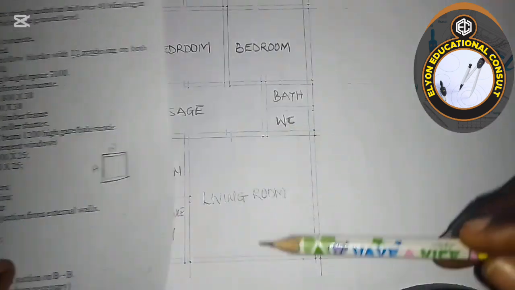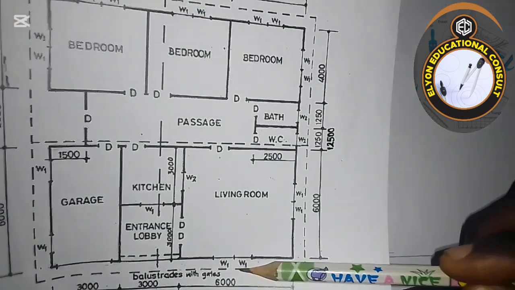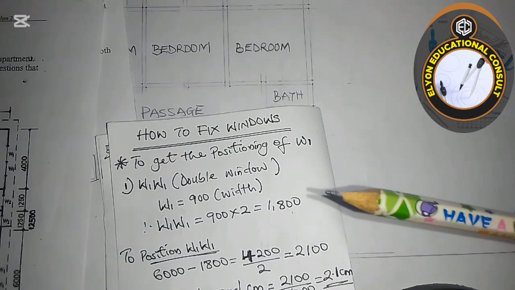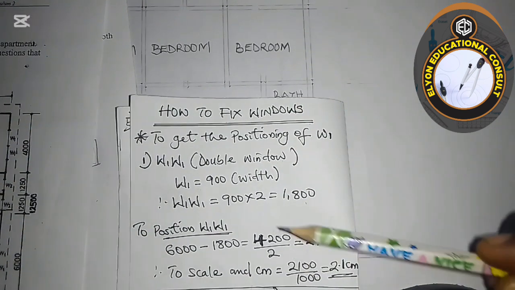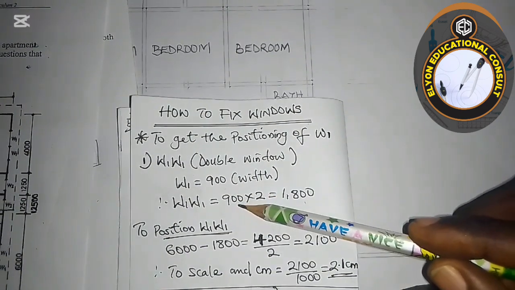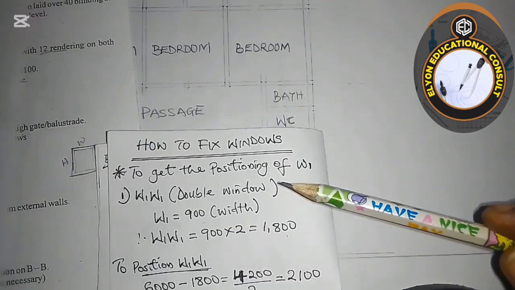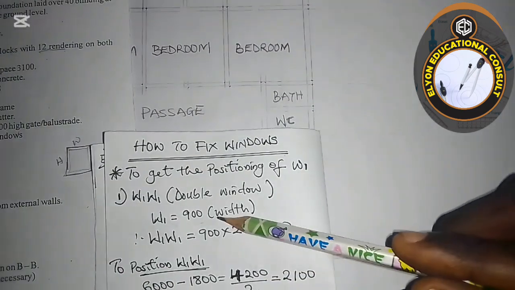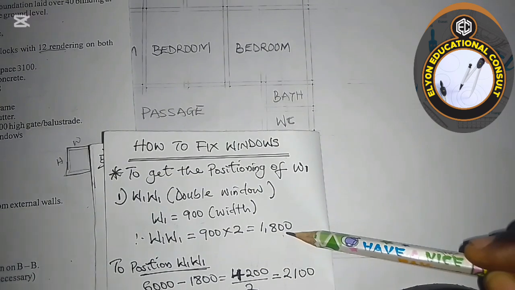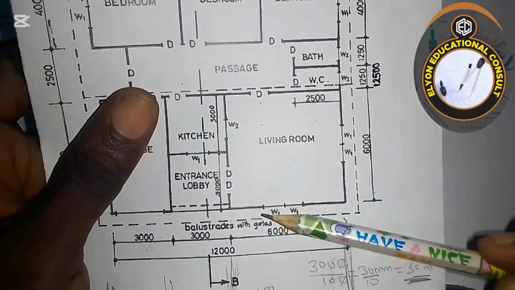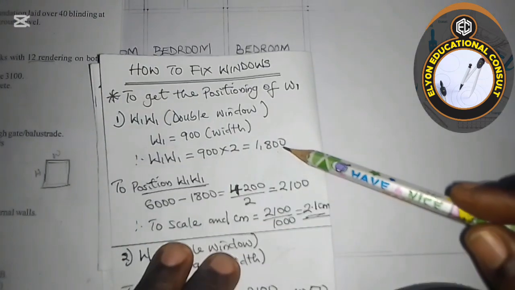And don't forget that it is W1 and W1, making two. So that is why I'm doing all of that, so that I can understand the calculation I did here. So the W1 is 900 width, but there are two. That's why we say 900 times 2. I'm talking about this part alone now. So that is 900 times 2, which is going to give me 1800. So the width for this double window is 1800. I hope you can see.